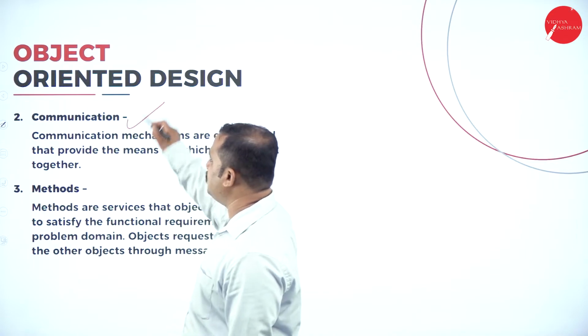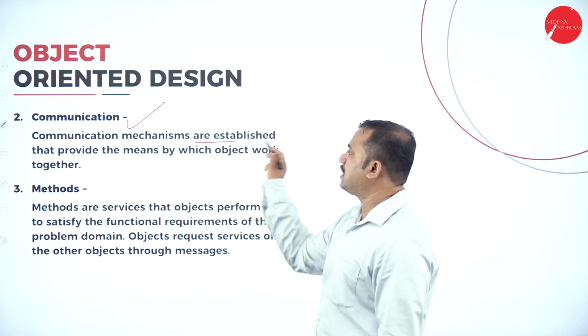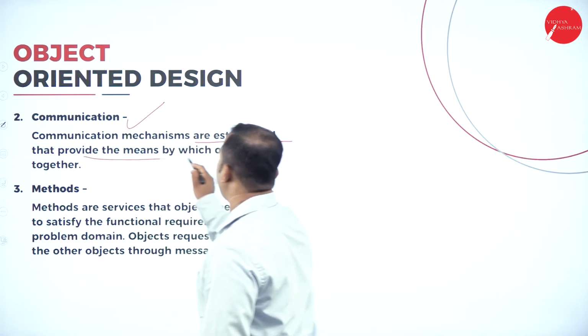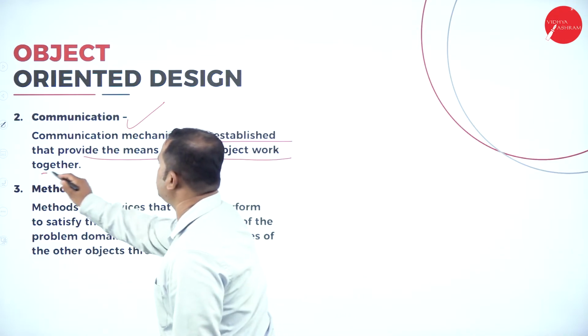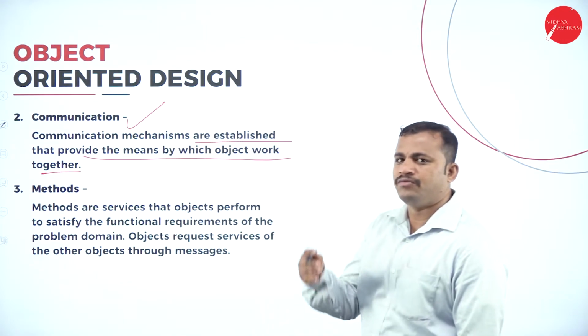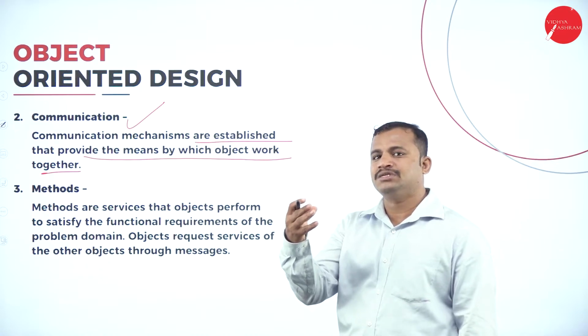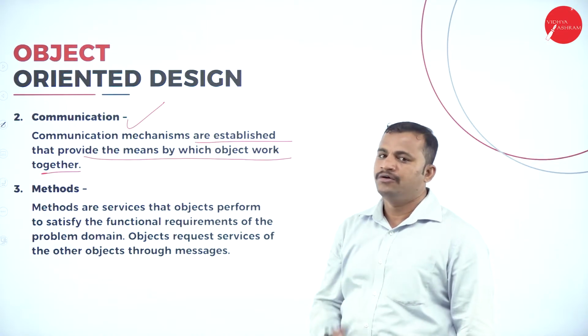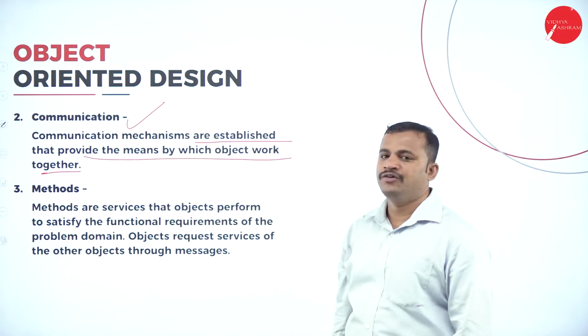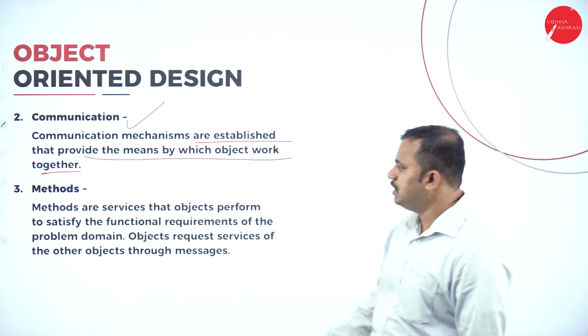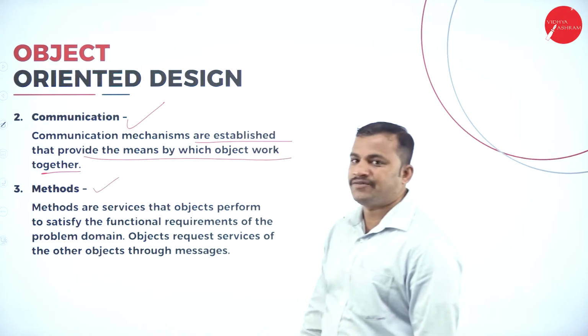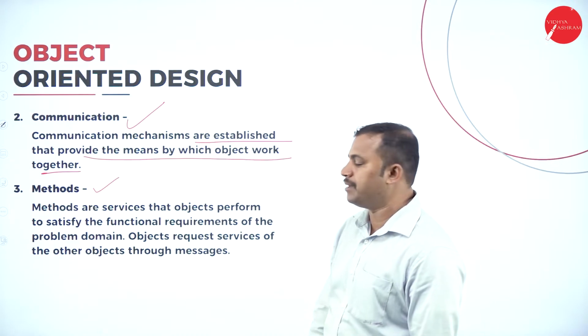If that is the case, communication mechanisms are established that provide the means by which the objects work together. That means when one object's information needs to be shared with another object, we can do so with the help of sharing of data. Then methods, also called functions in object-oriented programming.